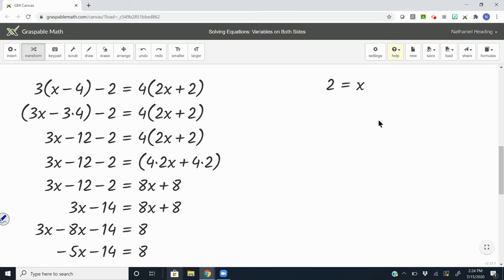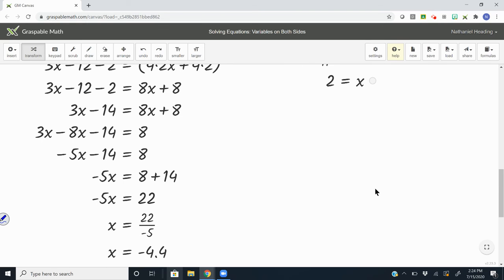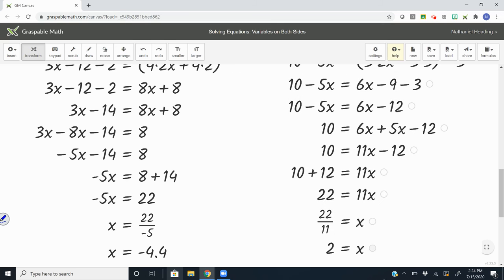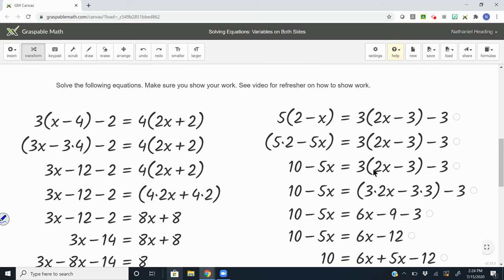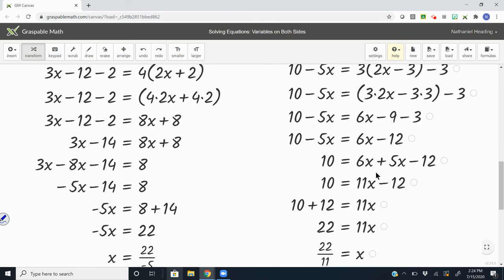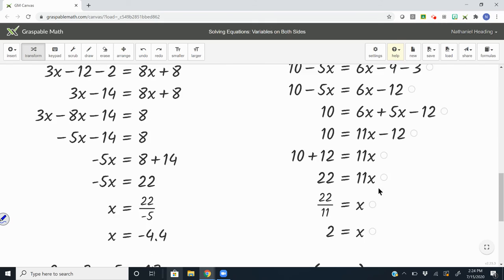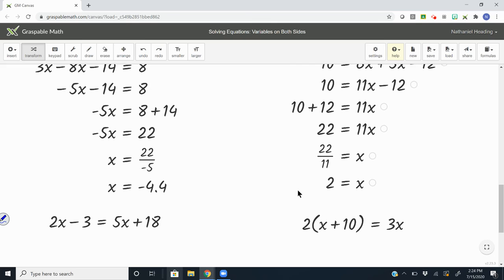So let's show my work to see what I did here. So I'm going to bring it all the way down. And there we go. We distributed. We combined our like terms, brought our variables over, and then we finished solving to get x.